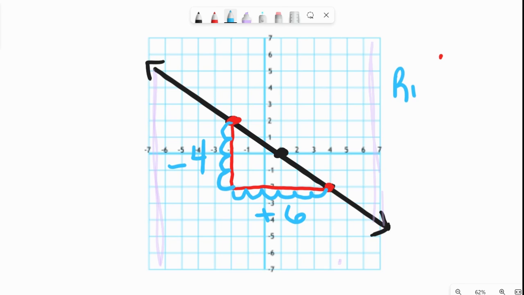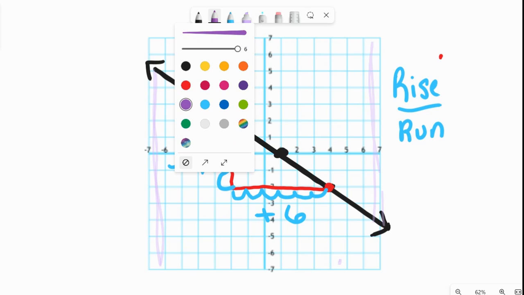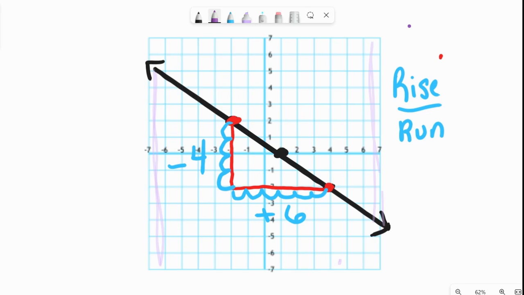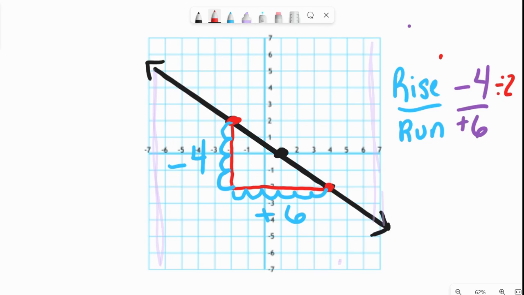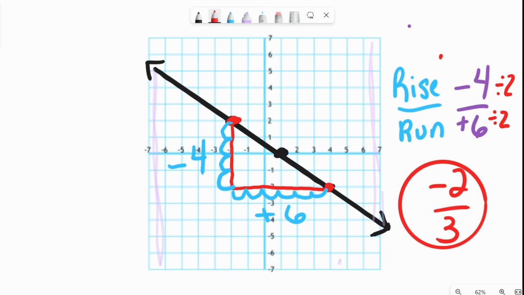So then I have rise over run. My rise is negative 4, and my run is a positive 6. So now I want to simplify those numbers. I can divide them each by 2, and I'm going to get negative 2 over 3. That's my slope for that line. A negative slope, or a line that's going down, has to show a negative number.